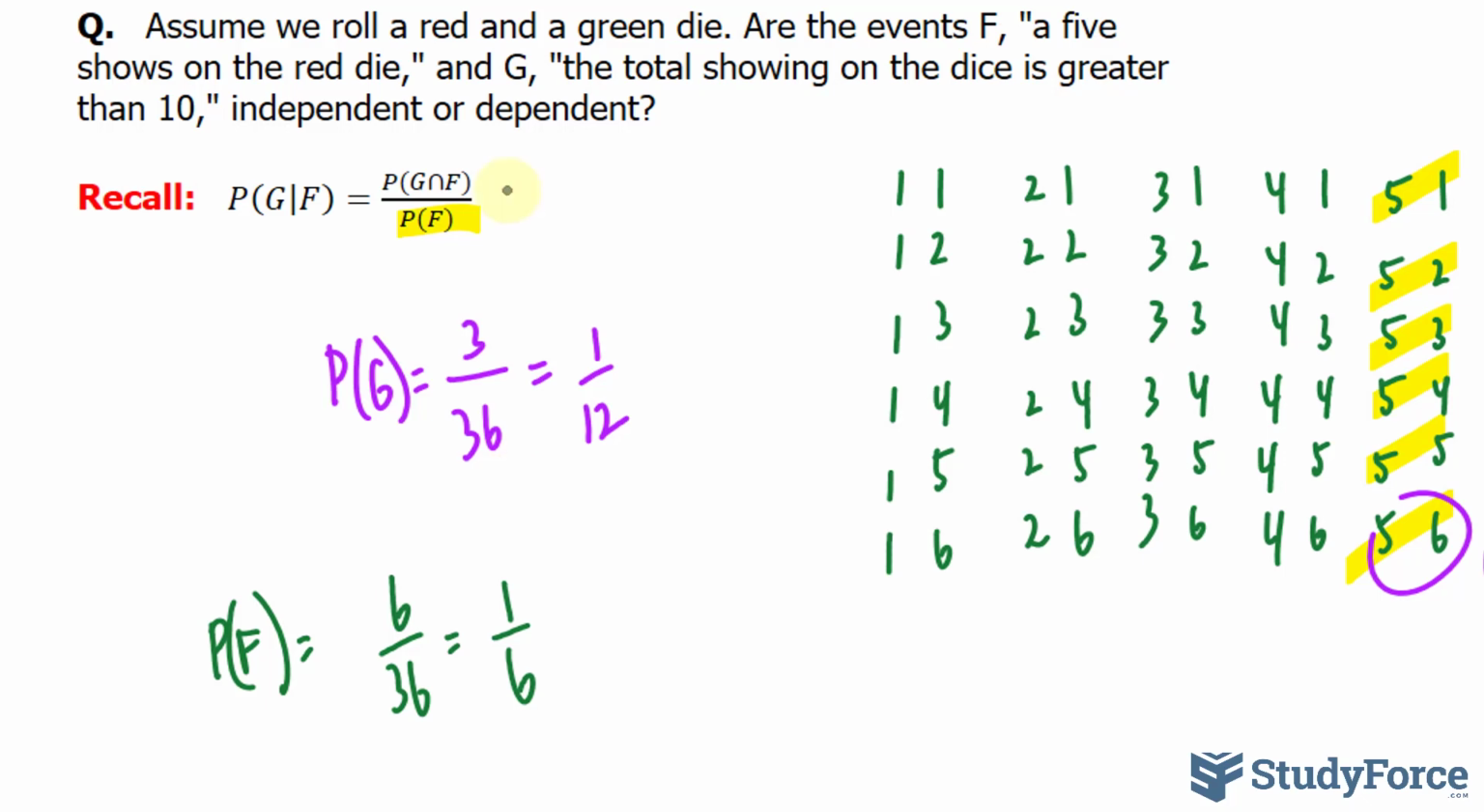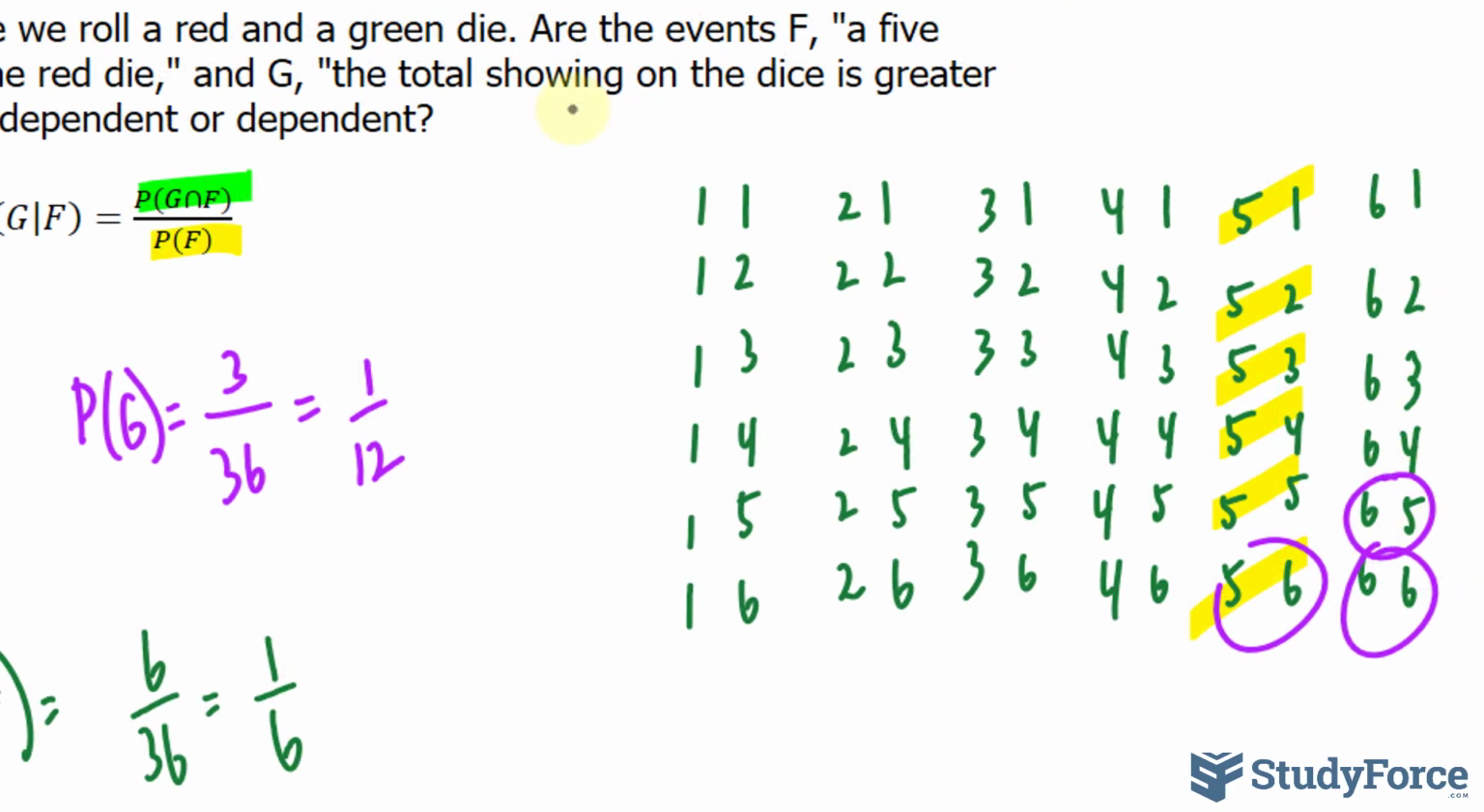We just found the denominator, and to find the numerator, that represents G intersecting with F, or G and F. So what is the probability of both events occurring? Where a 5 is shown on the red die, that represents all of these, and the total showing on the dice is greater than 10. So on the red and the green dice, the sum is greater than 10. Well, that happens right here. So the probability of G and F is equal to 1 over 36. This part is 1 over 36.